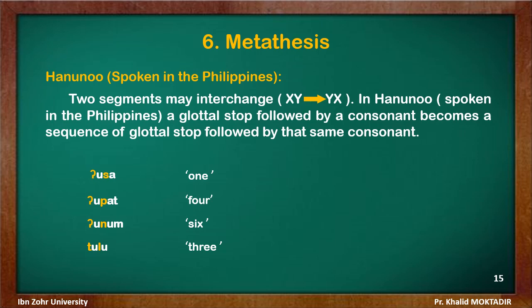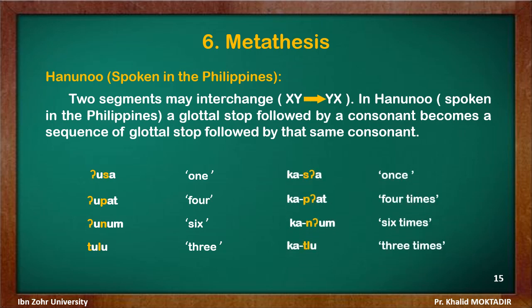Now, in a different morphologically related form, look what happens where the glottal stop and the consonant are swapped. Usa becomes kas'a, upat, kap'at, unum, kan'um, and tulu becomes katlu. So this is what metathesis is about. It's about the swapping of the order of segments.